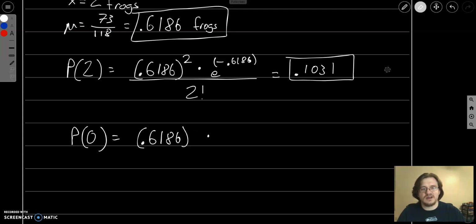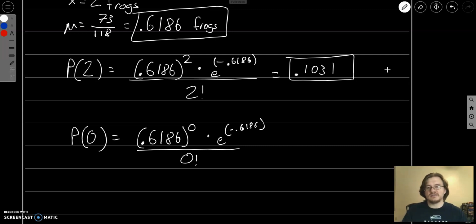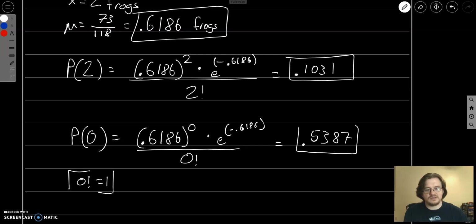However, the number that we are checking is going to change. So again, e doesn't change, the mean doesn't change, only x changes. And 0 factorial is a special case for the factorial. Just so you remember, 0 factorial is equal to 1. So again, we can plug this into a calculator, and we get that the probability that we have 0 frogs in any one square is about 53%, a little over 53%.